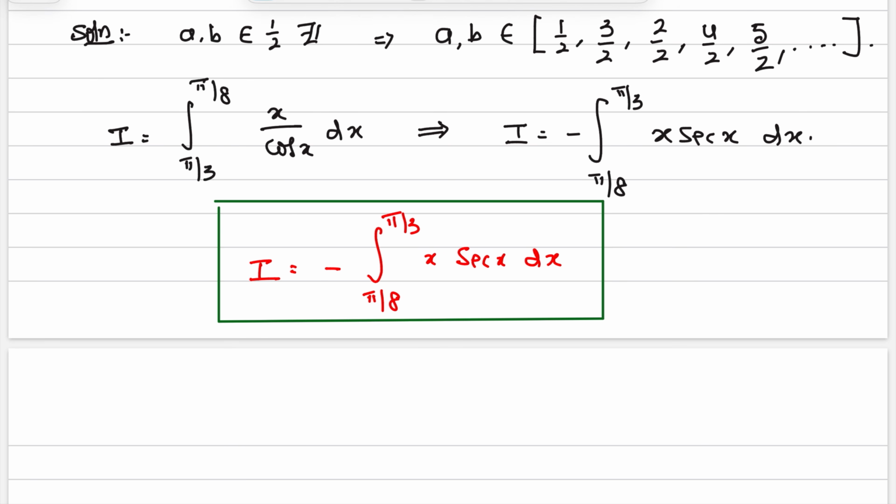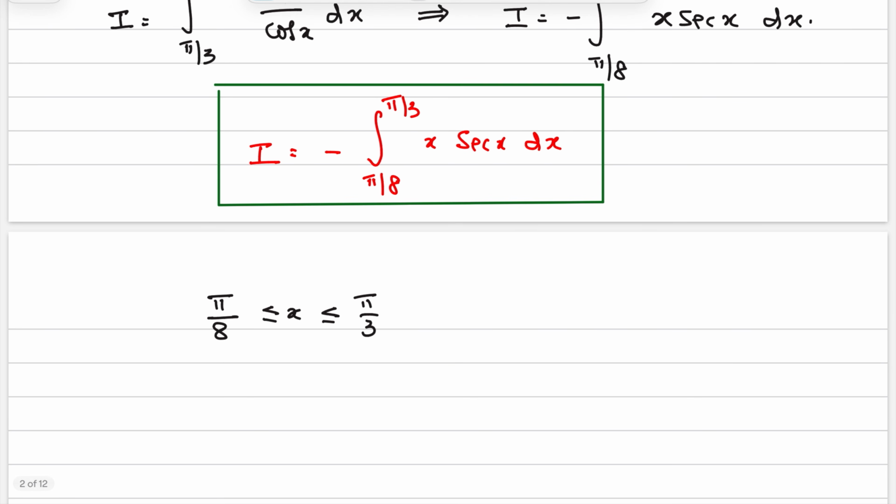Now you just see, we will apply the monotonicity of the trigonometric functions. Here, we apply the principle. What we are going to see, you just pay attention. Here, pi by 8 is less than or equal to x is less than or equal to pi by 3, because the limits of x are pi by 8 to pi by 3.